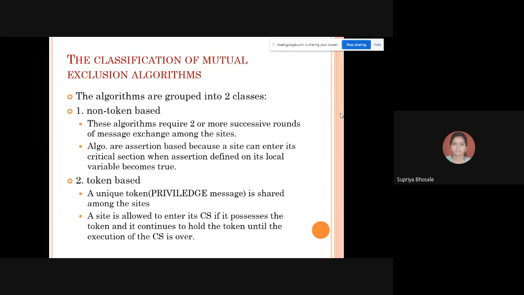And in case of token based algorithm, every site which is interested to enter in the critical section will be holding the token, right? And then a site is allowed to enter its critical section if it possesses the token. So if you want to enter into the critical section, then you will be checked by your token. If you are having that particular token, then and then only you will be entered into the critical section, otherwise not. So this particular process continues to hold the token until the execution of critical section is over.